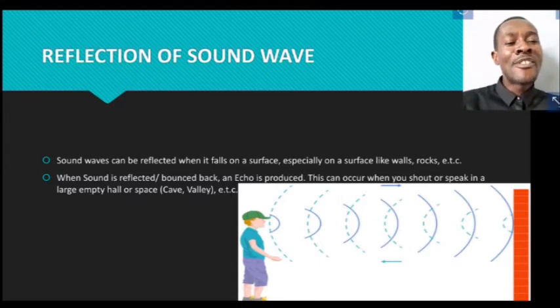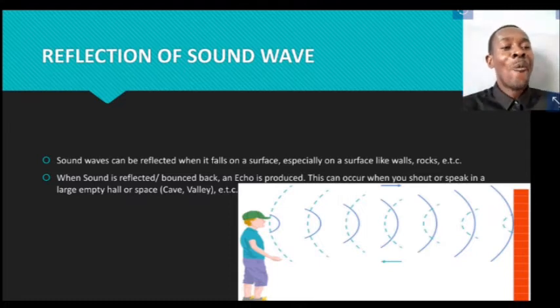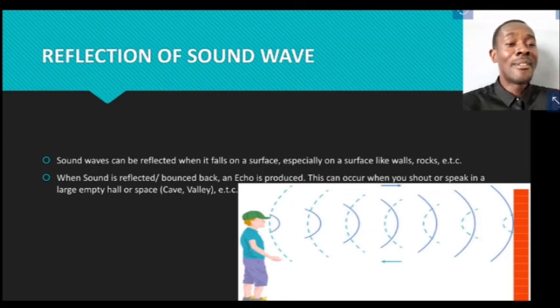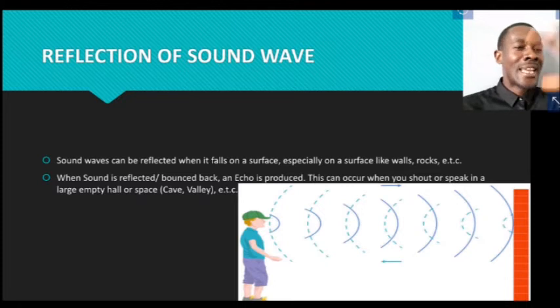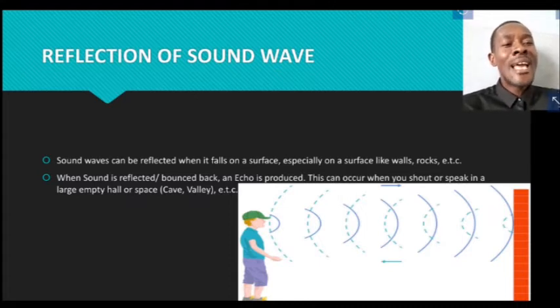So when this man speaks directly to a wall, this normally happens when you are inside a large hall and there is nobody there, there are not many things inside the hall, it's just an empty hall. The moment you speak or shout in that hall, after some seconds, you will hear what you have said coming back to you in the form of an echo. That phenomenon is called echo.